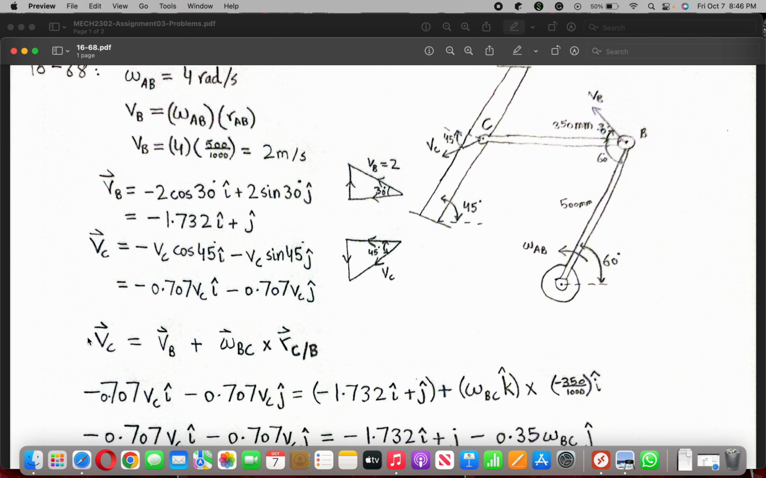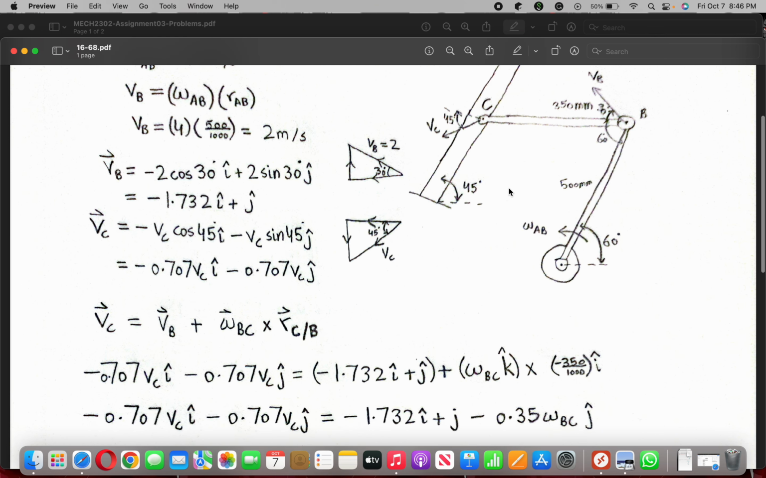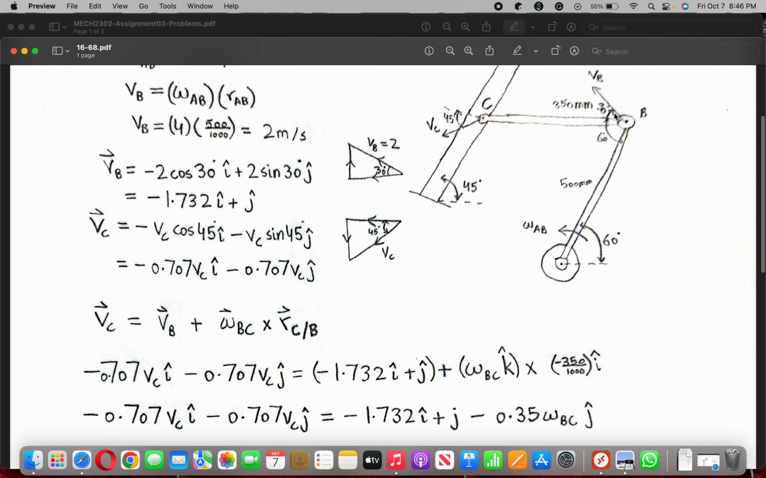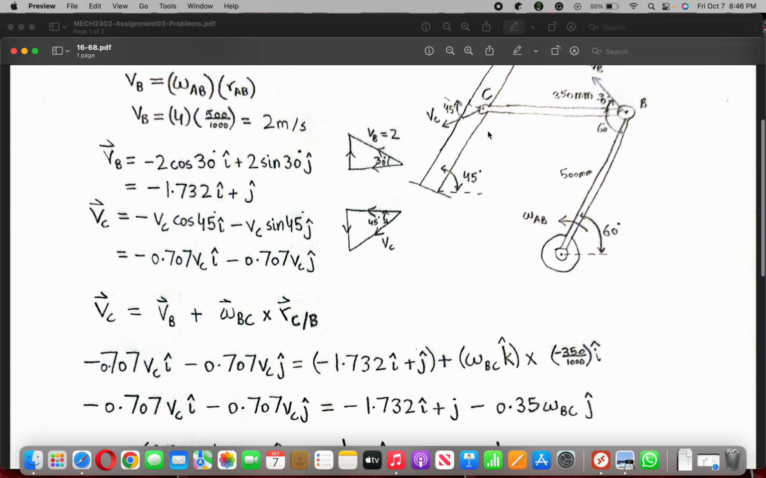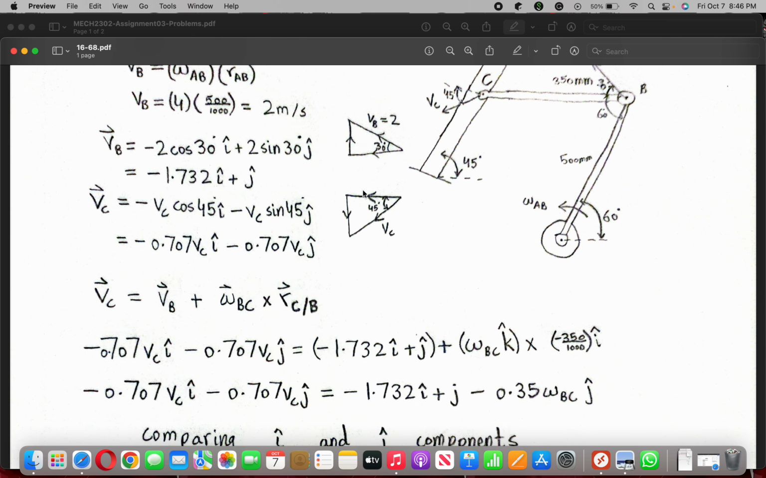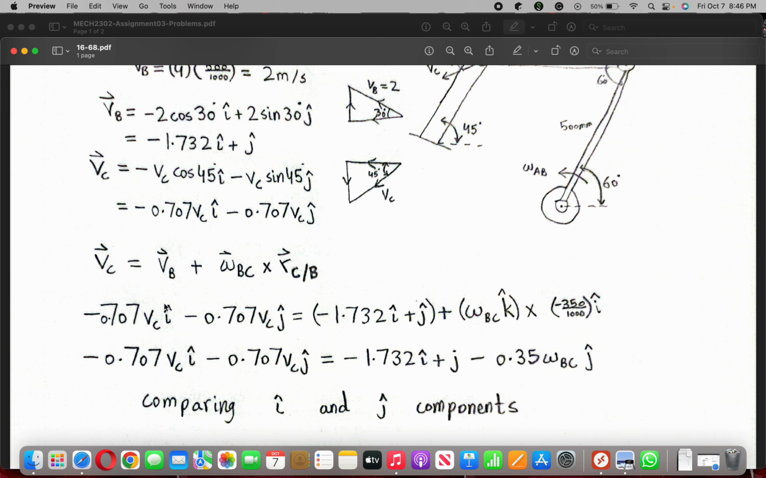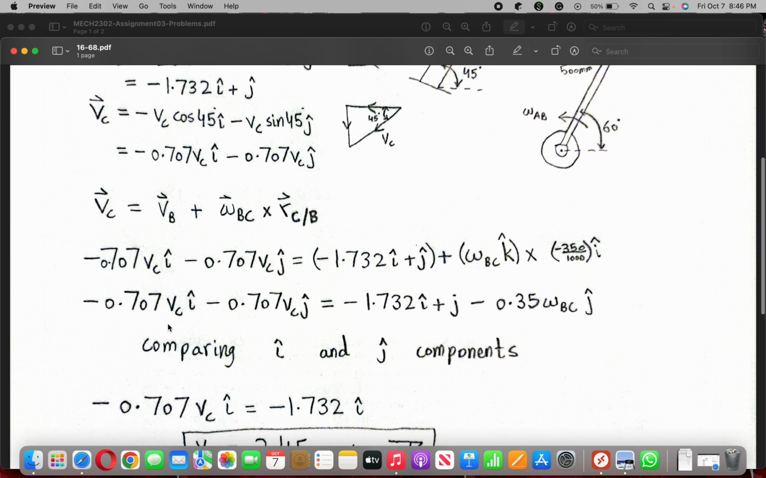And then we use the equation VC is equal to VB plus angular velocity of BC multiplied by the length, which is C relative to B, because the direction we have given is from B to C. So we simply have two equations for velocity C. One is in the form of velocity C in its i and j components, and one is in the form of the angular velocity and the velocity B, and then we put them equal to each other, and then we just compare the i and j components.